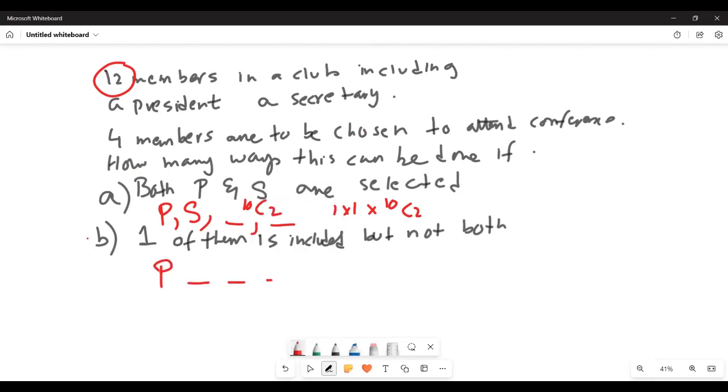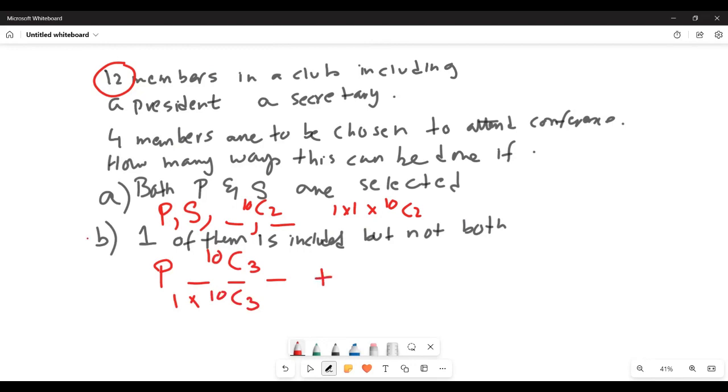And then three spots are left. So 12 are the total number of people. Take away president. President is in the group. Also take away secretary. Secretary is not to be included. So then 12 minus 2 is 10. 10 people are left. Three spots are left. So 10C3. So this is 1 times 10C3.